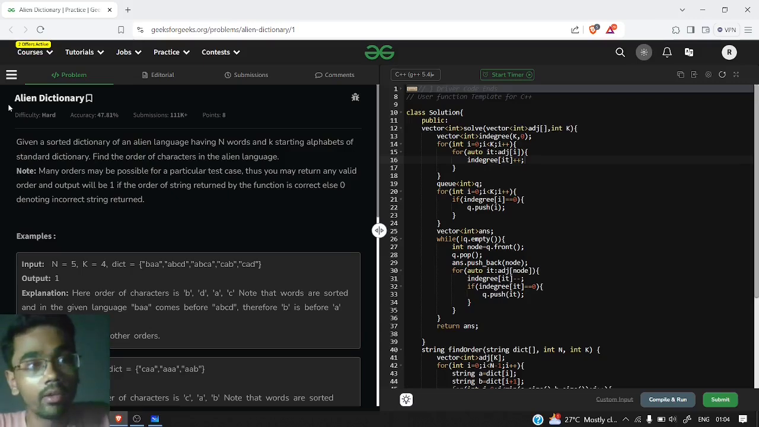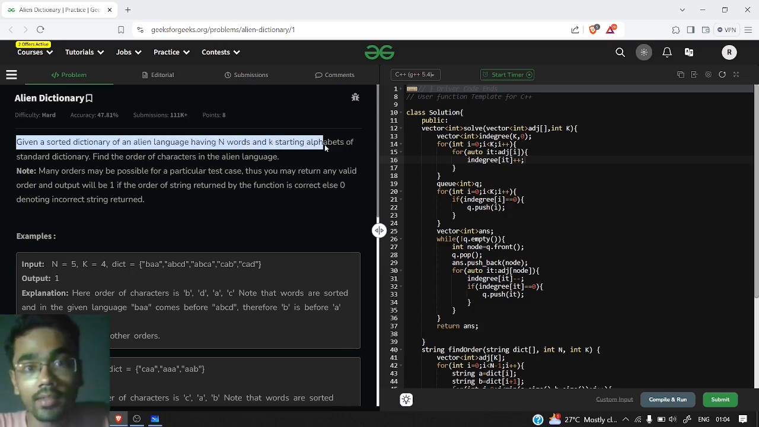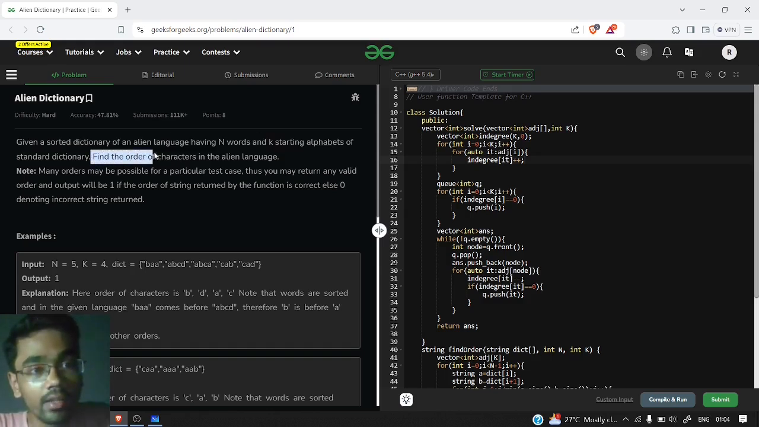So hello everyone, let us solve today's GfG problem of the day, and the problem name is Alien Dictionary. So let us read the problem statement first. Given a sorted dictionary of an alien language having n words and k starting alphabets of standard dictionary, we need to find the order of characters in the alien language.